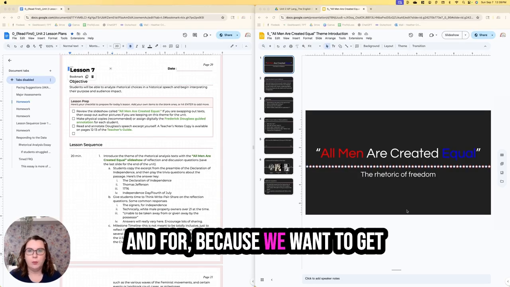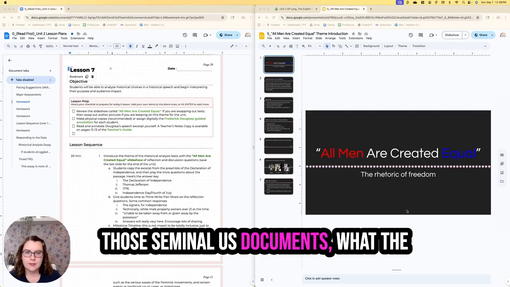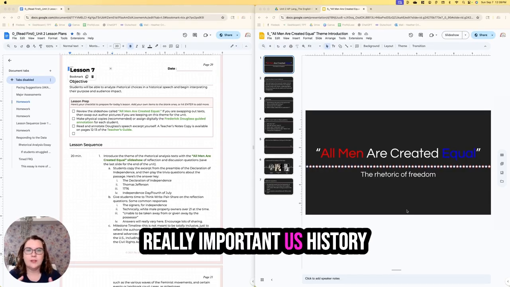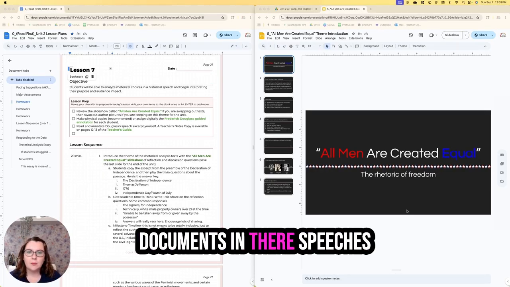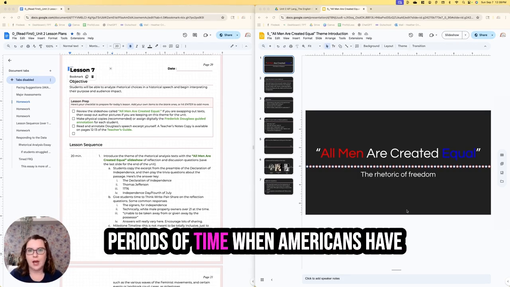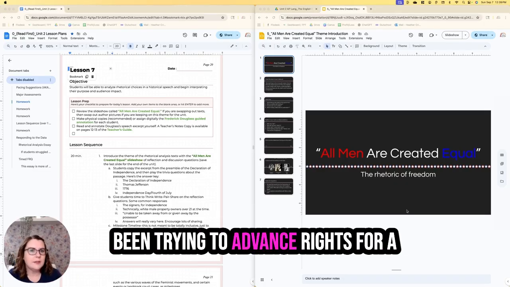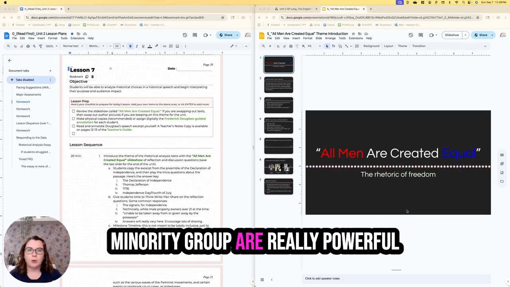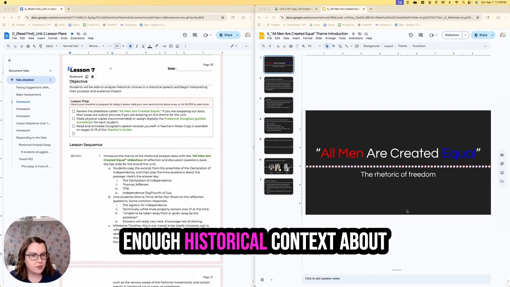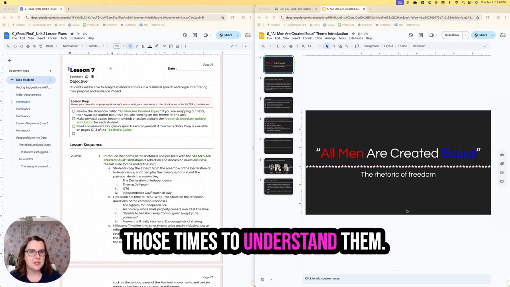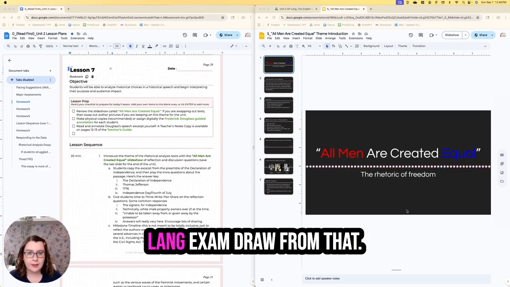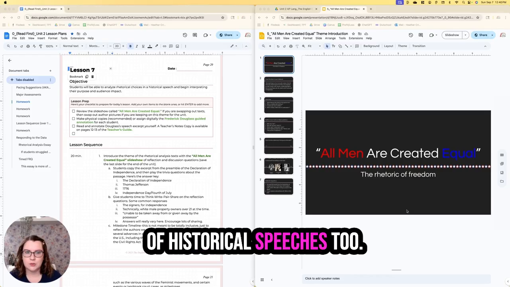Because we want those seminal U.S. documents, as the Common Core standards call them, we want as many of those important U.S. history documents in there. Speeches that come from different civil rights movements, or periods when Americans have been trying to advance rights for a minority group, are really powerful sources because, one, they're inspiring. Two, students usually have enough historical context about those times to understand them. And three, a lot of the rhetorical analysis passages they'll encounter on the AP Lang exam draw from historical speeches too.